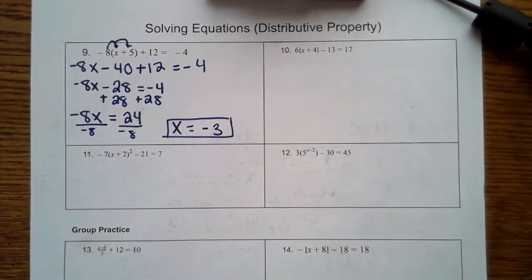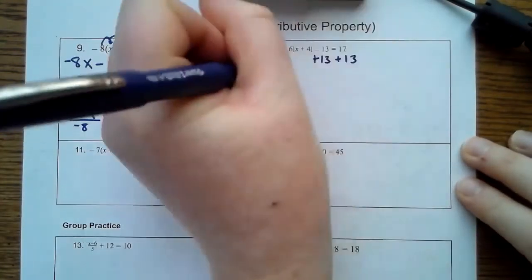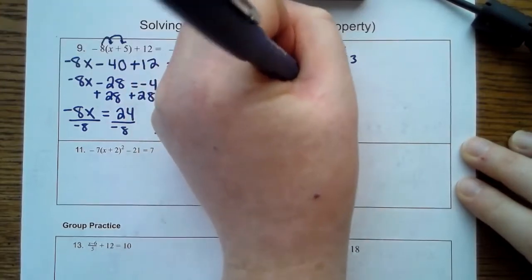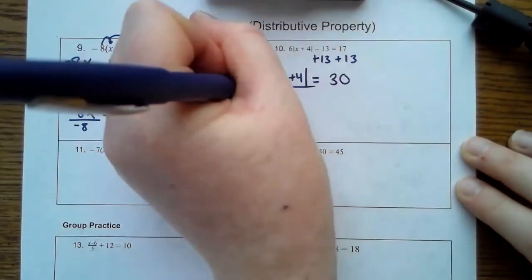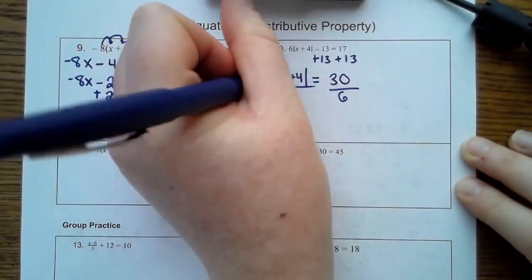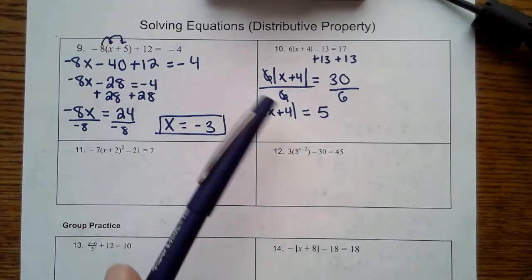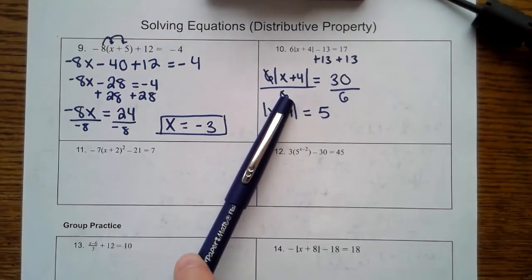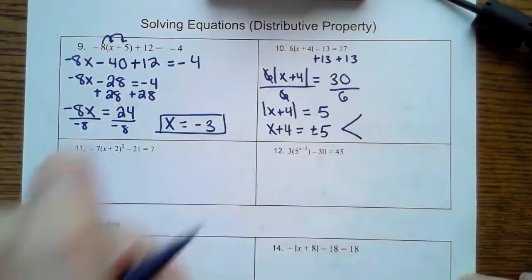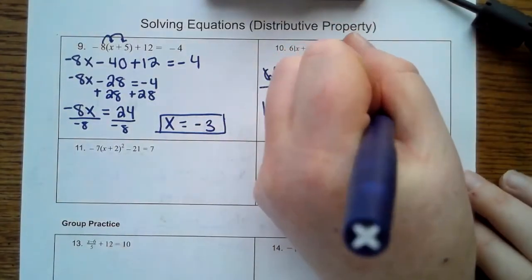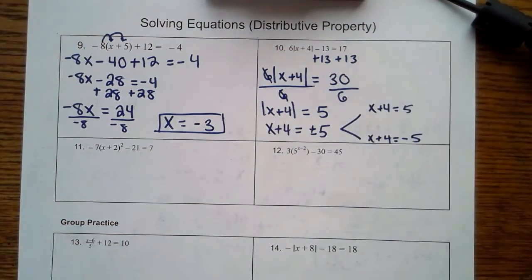Okay, let's try number 10. Remember, you cannot distribute in, so I'm going to work around. So 17 plus 13 is going to give me 30. Divide by 6 because I'm working around the bar. 6 over 6 is 1. Okay, remember, I cover this up. Some number has an absolute value of +5. Oh, well, my options are going to be +5 and -5, so I break it up. That is my setup.